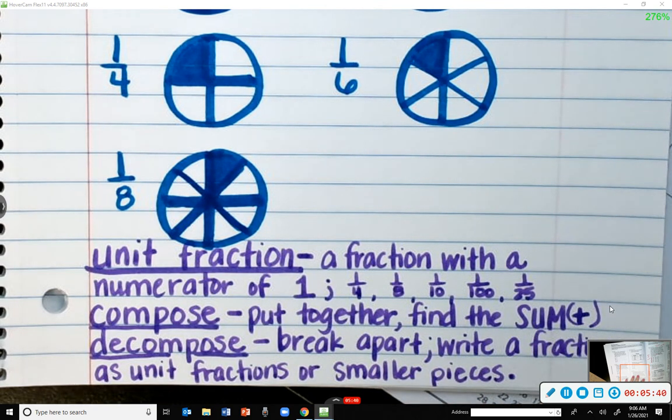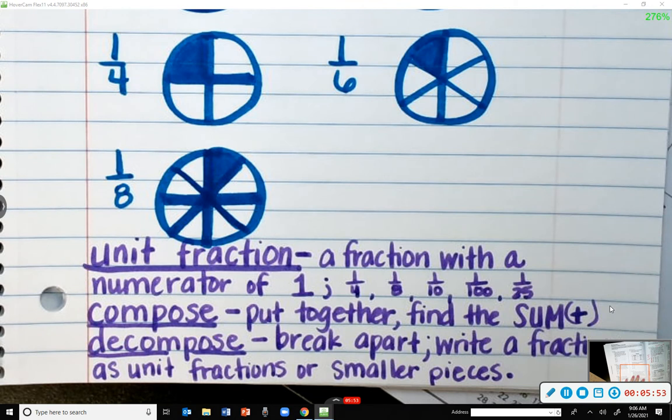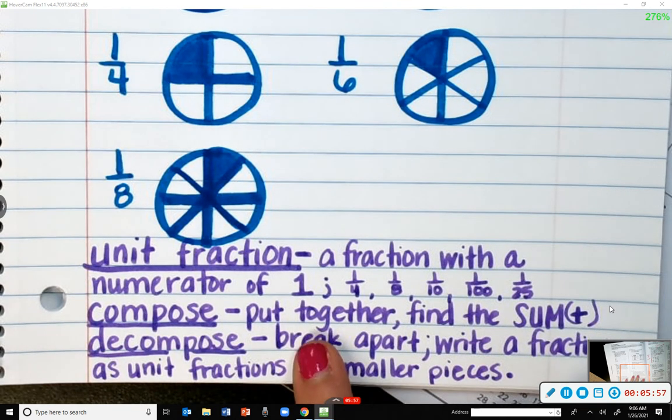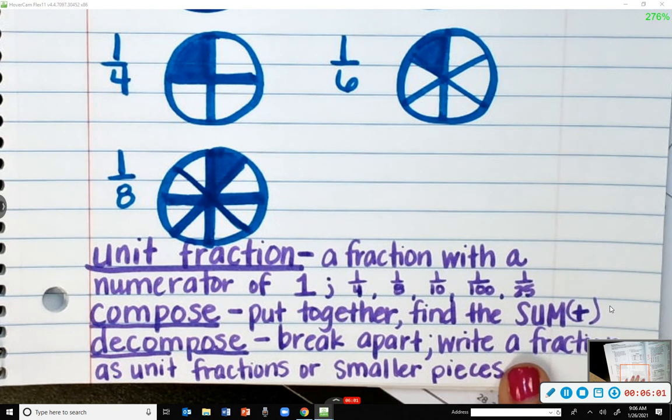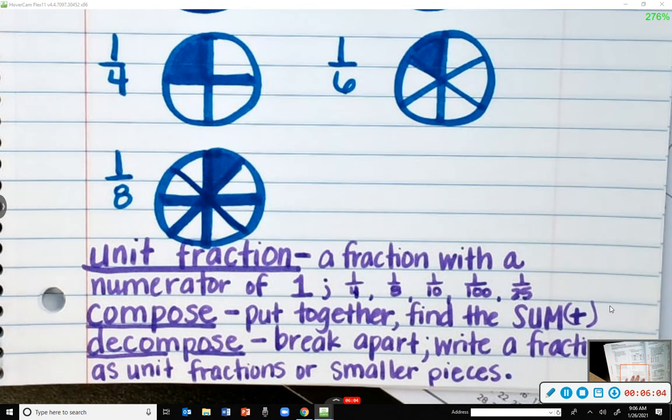So decompose, we're going to break apart. Break apart in fraction world means that you're going to write a fraction as unit fractions or smaller pieces, smaller fractions. Okay? So that's what we're going to be looking at today. How can you put them back together? By composing. And how do you break them apart, which is decomposing? So you're going to hear me say those words.